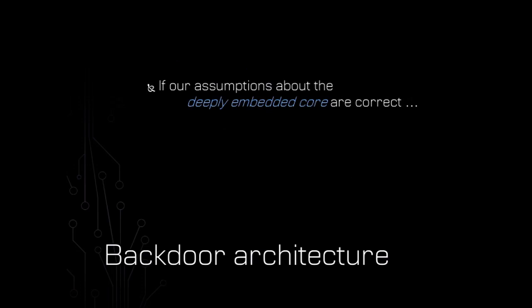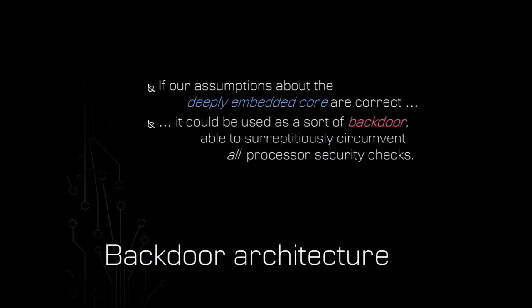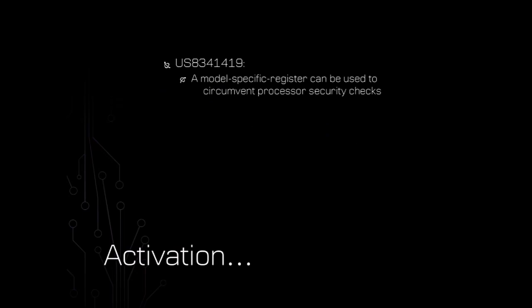So where does that leave us? Well, this is all sort of wild speculation at this point, just piecing together little pieces of different patents. But if our assumptions about this deeply embedded core are correct, that means it could be used as sort of a backdoor, a means of surreptitiously circumventing all of the processor security checks. So that's obviously something worth diving into a lot further. So let's start at the beginning. How would we go about activating this circumvention mechanism?